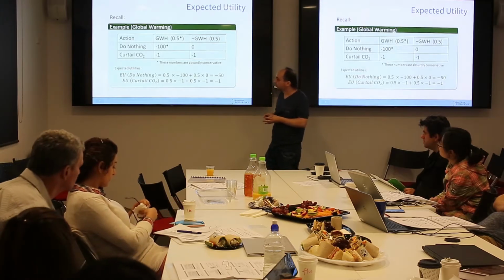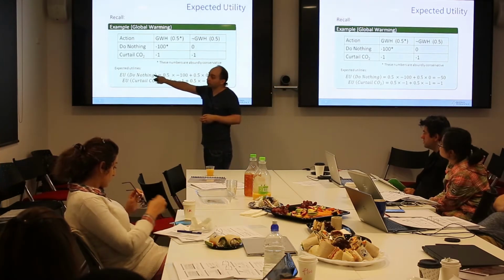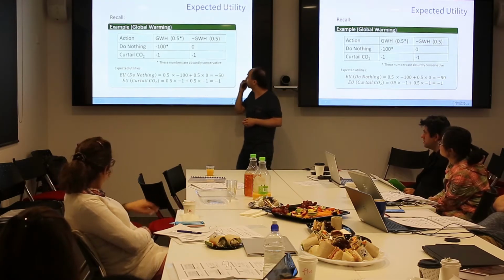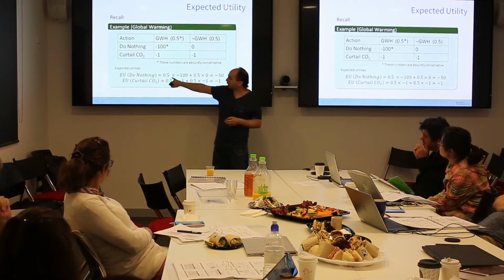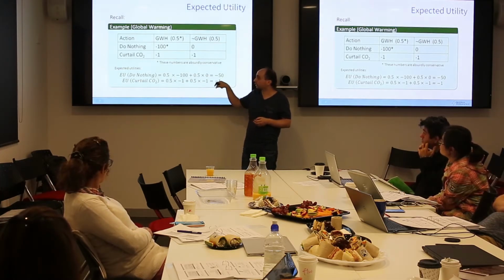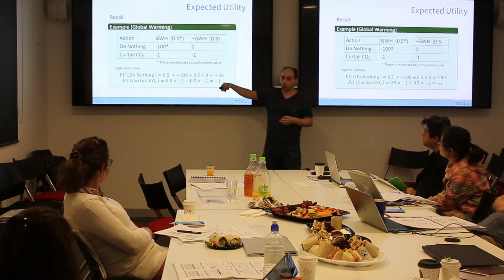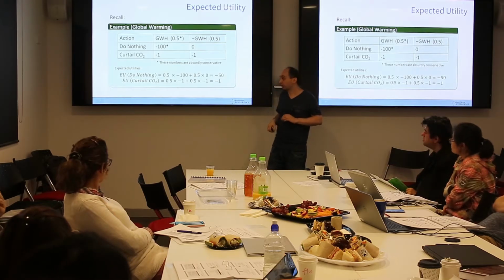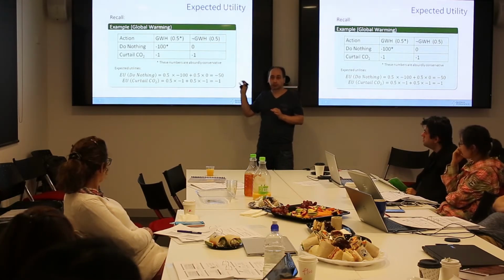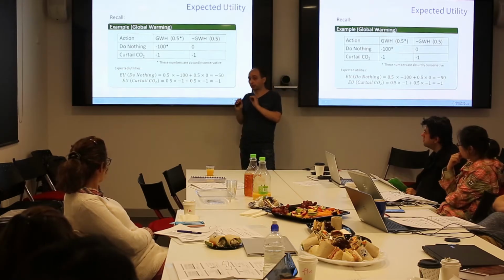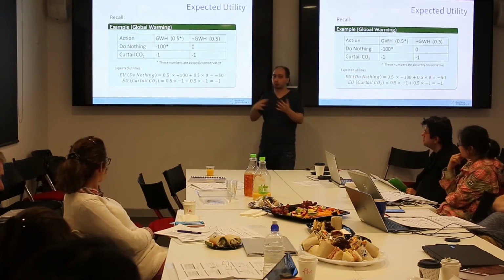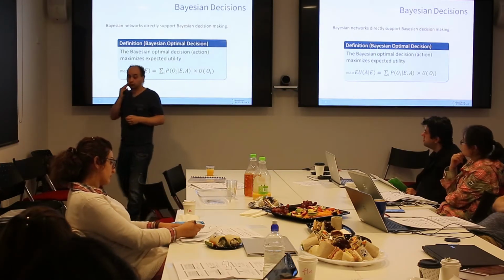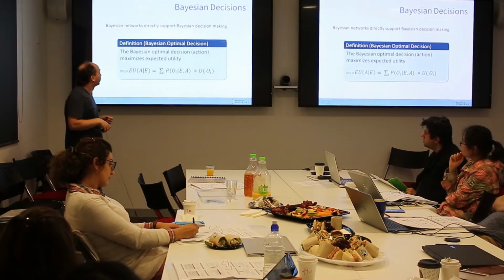Okay, so we calculate our expected utilities for each of the actions. Very simple as before, we just multiply through and we get negative 50 for do nothing and we get minus 1 for curtail. So basically we're saying doing nothing is 50 times worse than curtailing carbon dioxide. Okay, so it's important that you don't place any specific interpretation on these numbers. It's just a way to rank your preferences and say how much more you like something than something else.